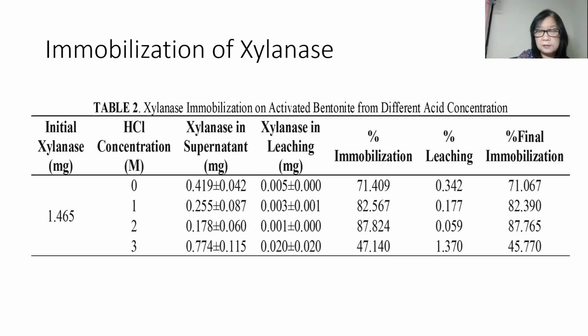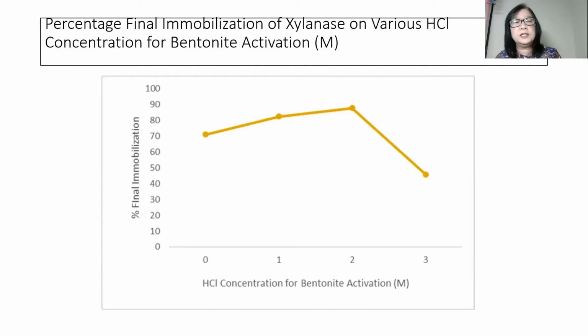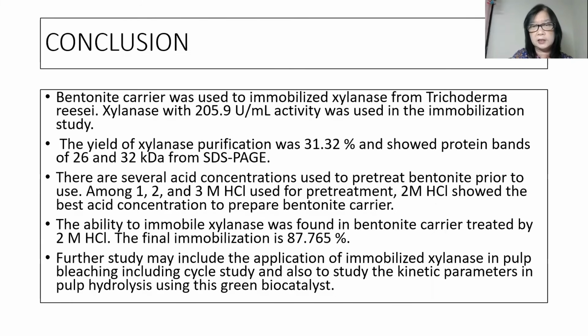So this result is good because when we compare to the previous study, usually the percent of immobilization is between 52 to 72%. But here, we can get about 87.7%. In this figure, we can see the percentage final immobilization of Xylanase. This is from the table, and now I put it in the graph. We can see that the highest is at 2 molar hydrochloric acid concentration. When we use the 2 molar hydrochloric acid concentration, it gives the highest percentage of final immobilization.